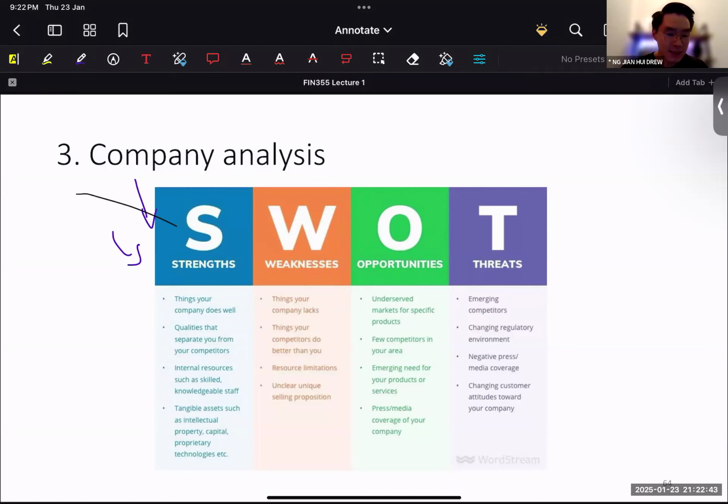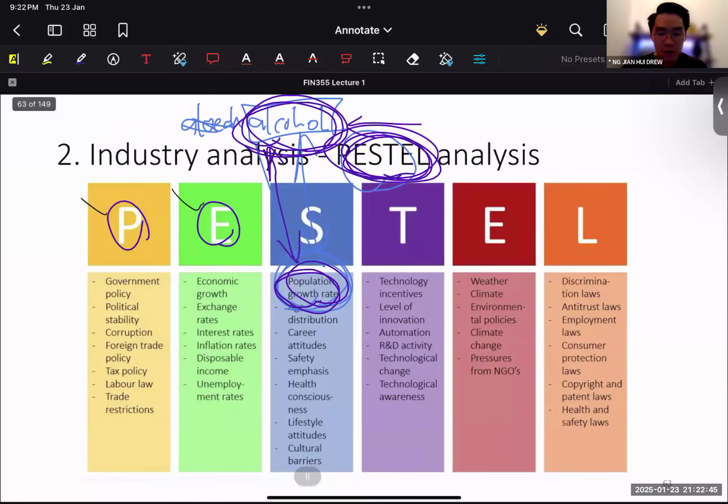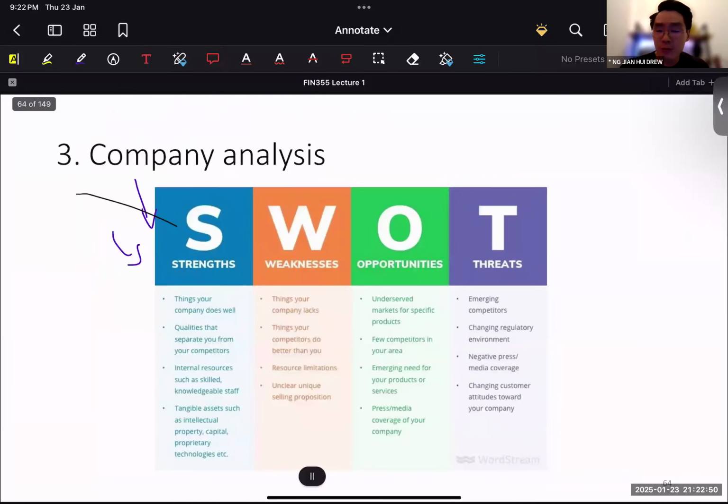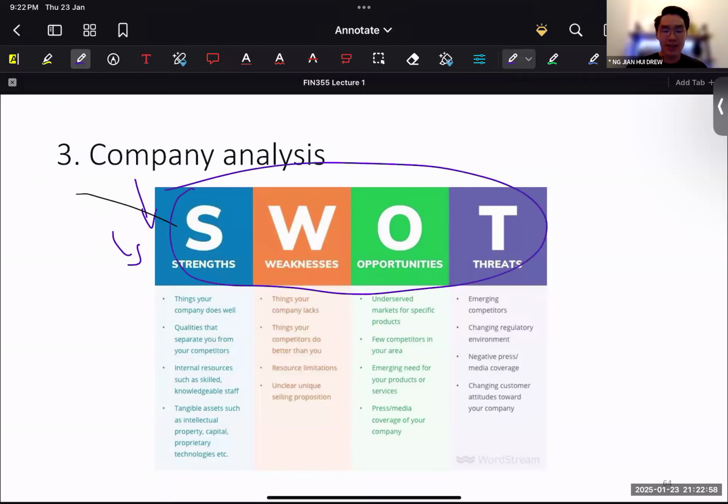PESTLE is how many items? Let's see how many items we have. One, two, three, four, six items in PESTLE. They don't have time to go through so many things. So it becomes a simpler framework to just use the SWOT analysis. Okay, just a SWOT analysis.